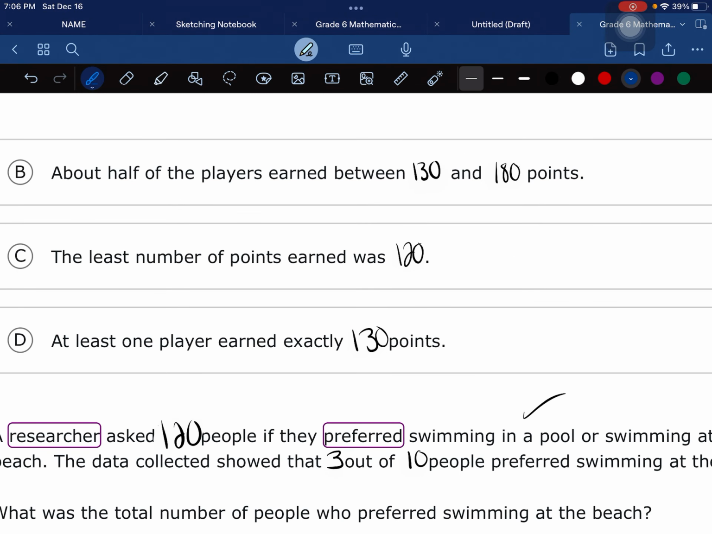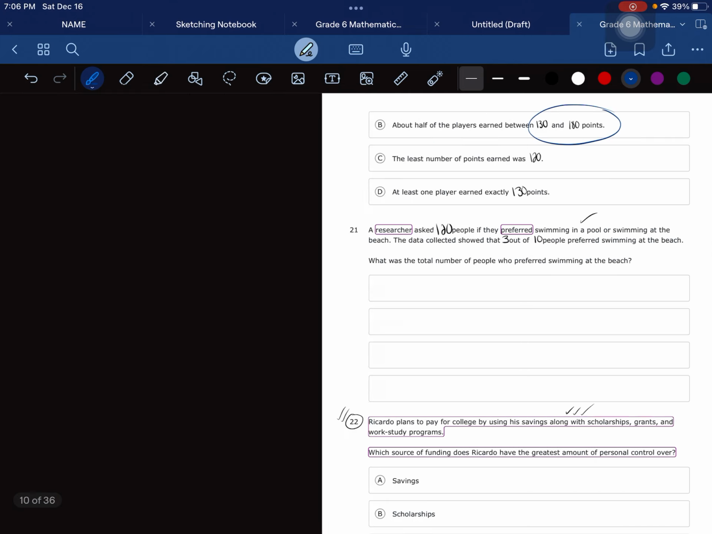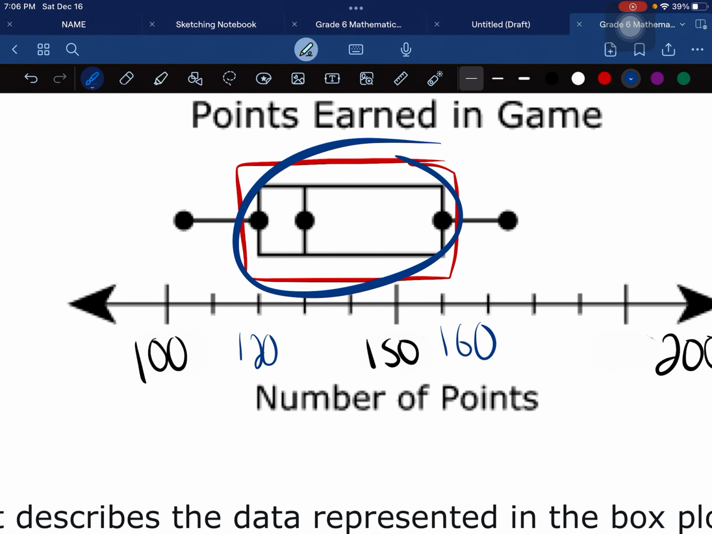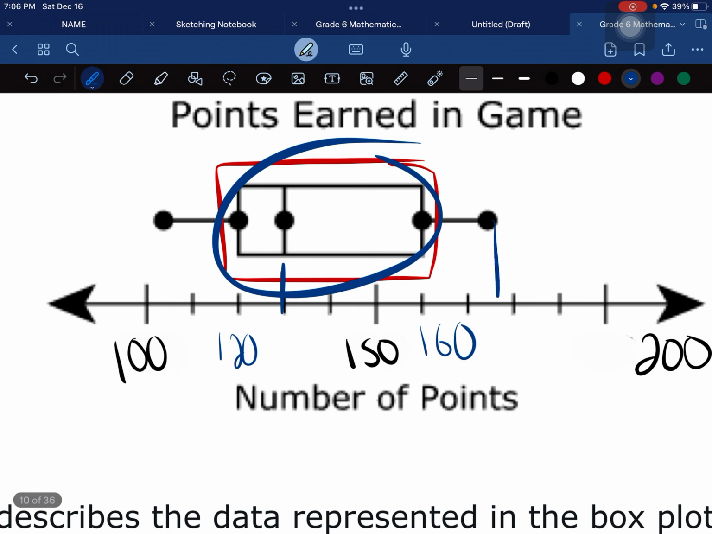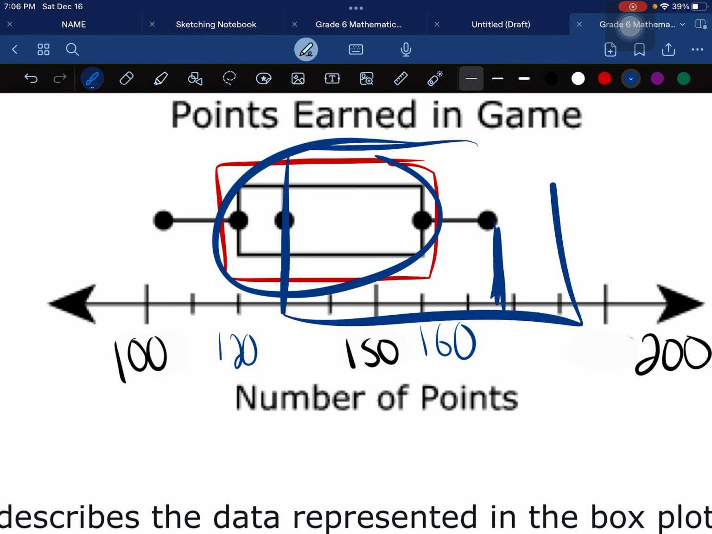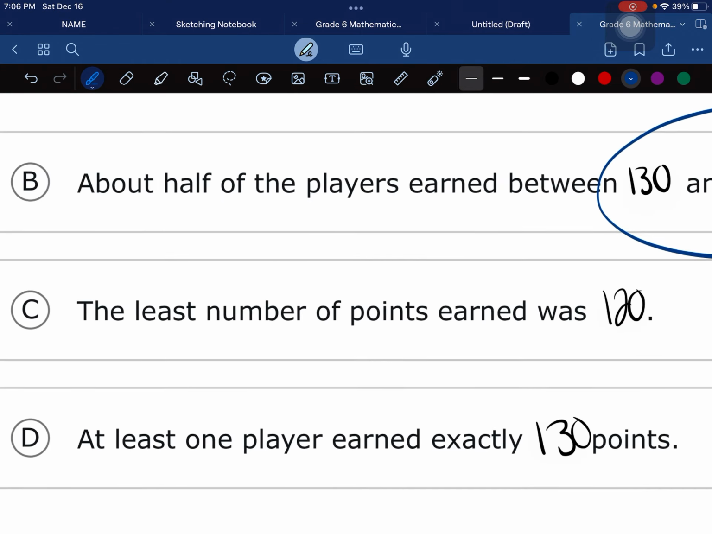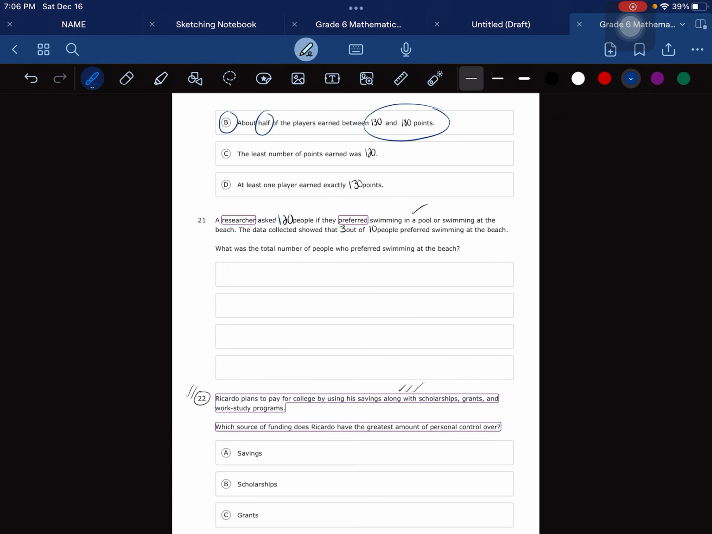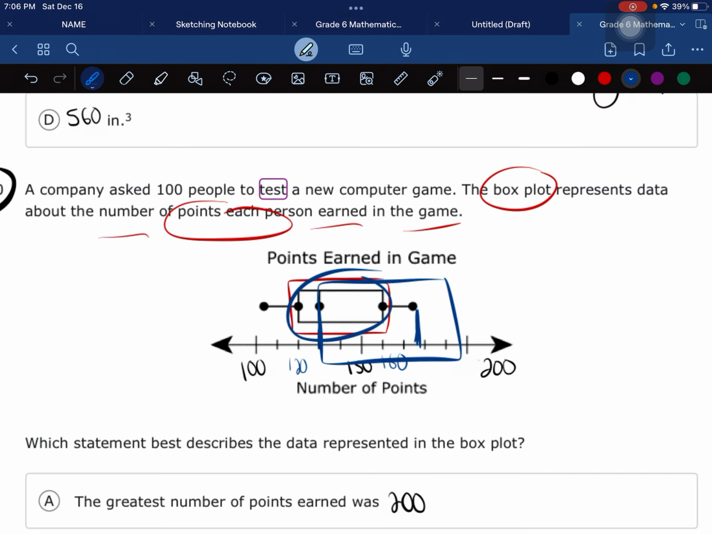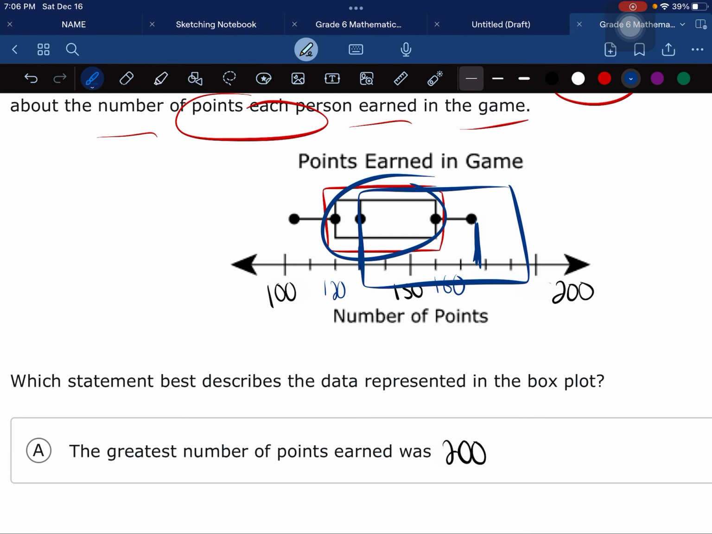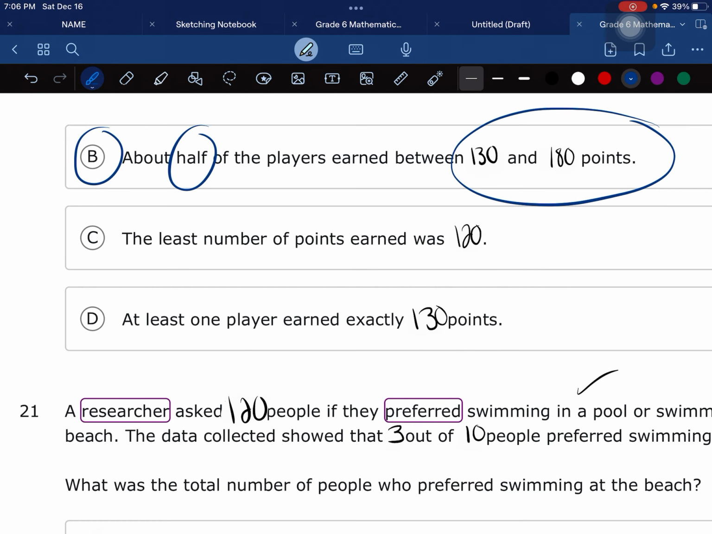Entonces, about half of the players earned 130 and 180 points. 130 and 180. Más o menos por aquí. Entonces, de aquí, acá, that's true because this is very little. Entonces, the representation that this has is gotta be at least half, chicos. So this is your answer. You don't need to understand anything else, just that the representation, chicos, it's gotta be at least half. Got it?